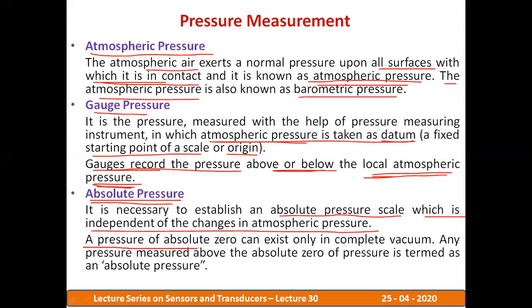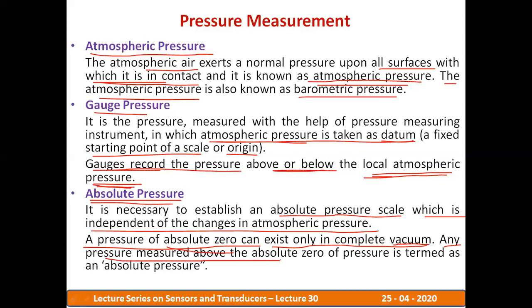So a pressure of absolute zero can exist only in complete vacuum. Okay, so if you consider atmospheric pressure, it keeps on changing with the places. But the pressure in the vacuum will be constant. So that can be taken as an absolute zero value. If you consider that as an absolute zero value and measure the pressure, it will be more accurate. Correct?